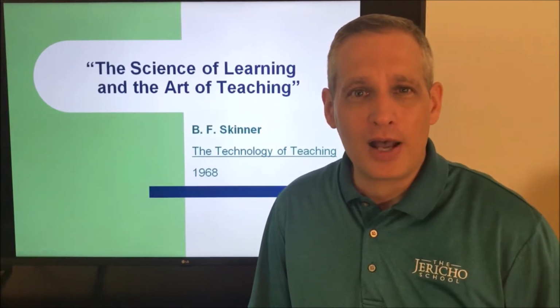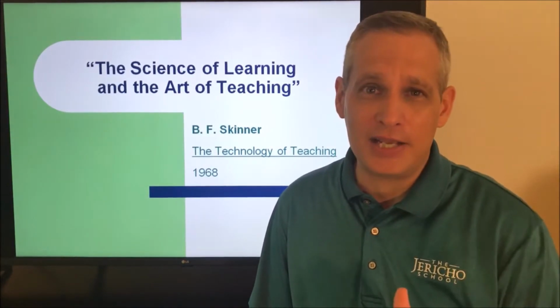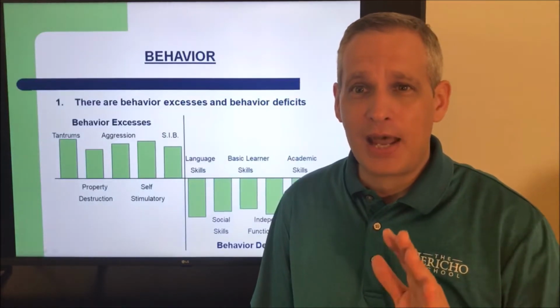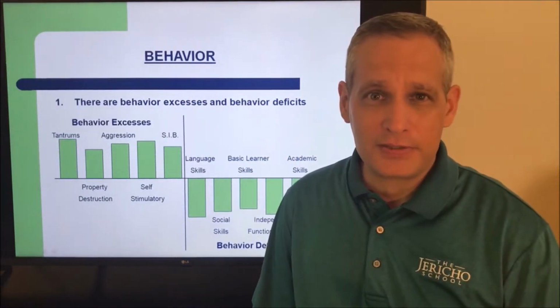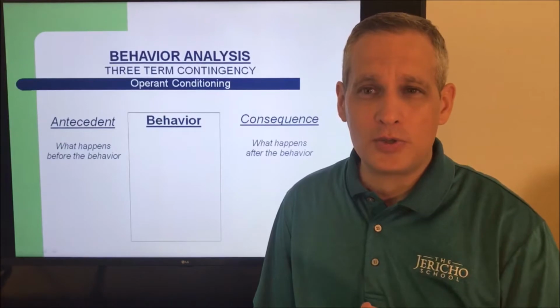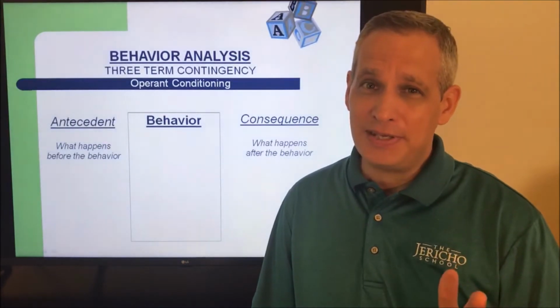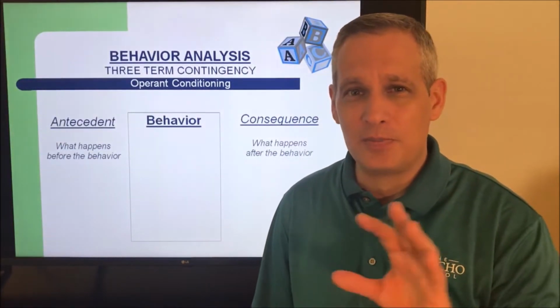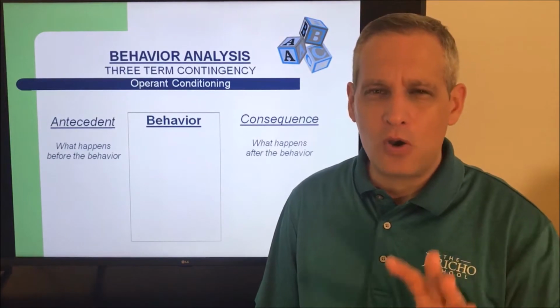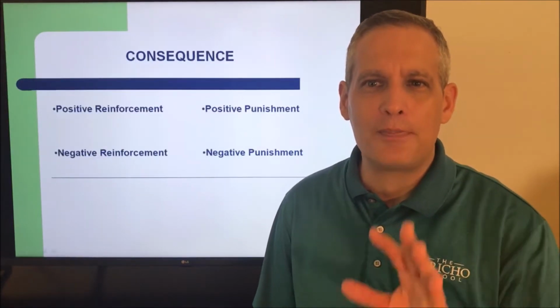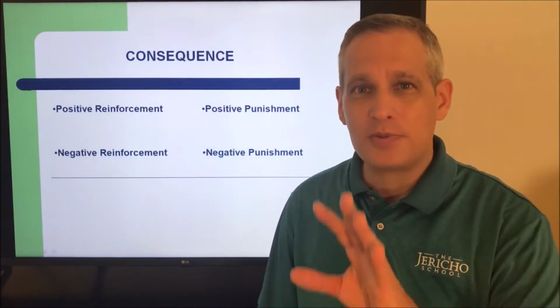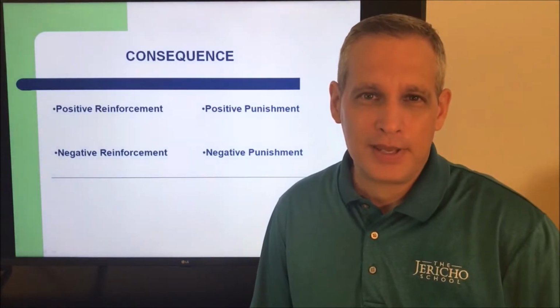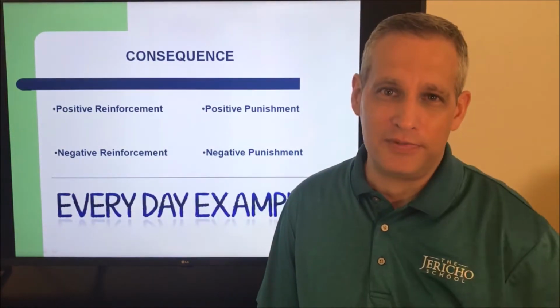In part 1, we talked about applied behavior analysis as a science of learning and looked at behavioral excesses and behavioral deficits. Then we also got into the three-term contingency, or the ABCs of applied behavior analysis, with the antecedent, the behavior, and the consequence. And then we dove into the consequence a little bit more, looking at positive reinforcement, positive punishment, and negative punishment. And now let's look at some everyday examples of these terms.